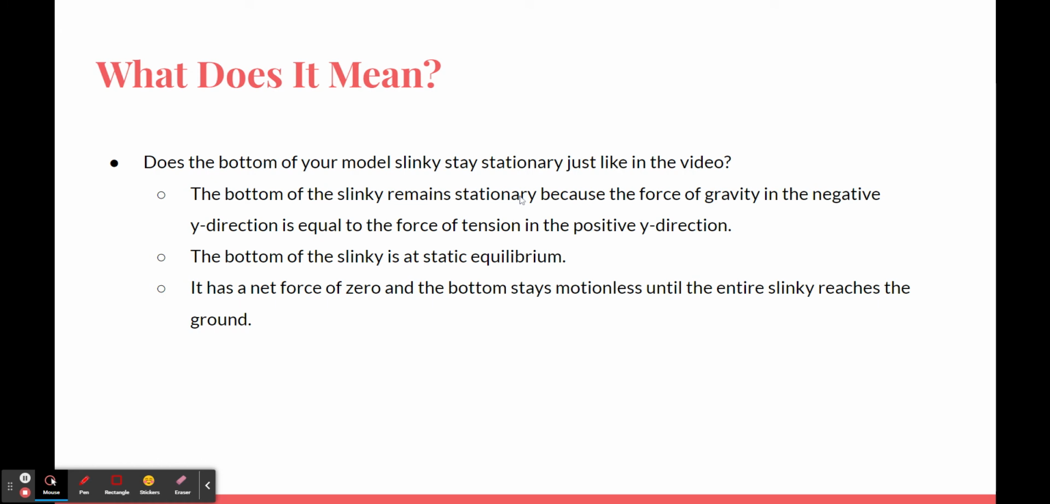So what does it mean? Does the bottom of your model Slinky stay stationary just like in the video? The bottom of the Slinky does remain stationary because the force of gravity in the negative y direction is equal to the force of tension in the positive y direction. The bottom of the Slinky is at static equilibrium, and it has a net force of 0, and the bottom stays motionless until the entire Slinky reaches the ground. And that can all be seen in the Tracker video I showed earlier.